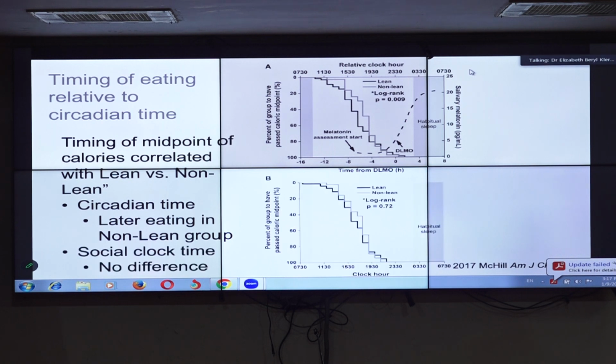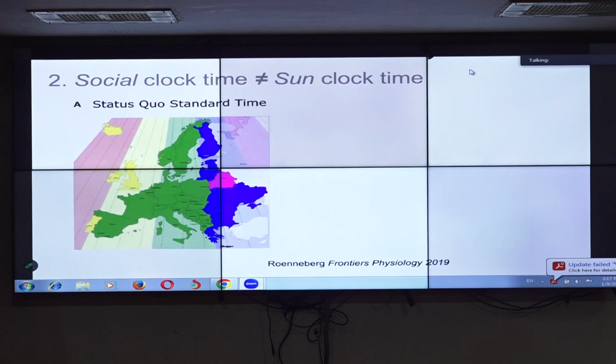However, when we took those same data and referenced them to social clock time, we saw no difference. So if we had only analyzed the data relative to social clock times, we might not have seen that there may be a circadian influence on timing of eating and its relationship to whether somebody is lean or not lean, or at least these college students.